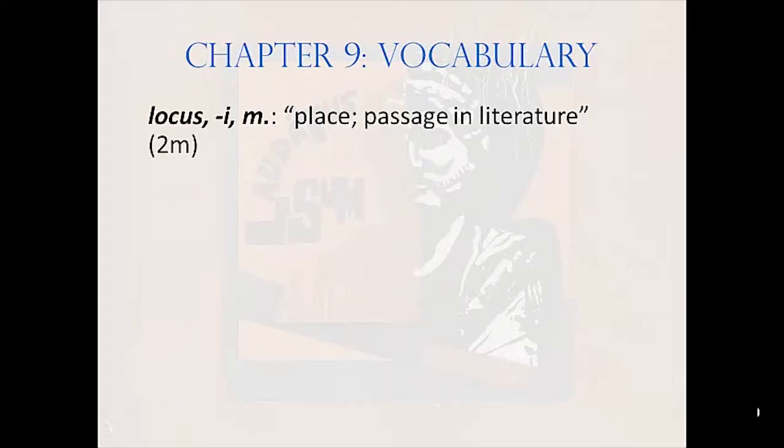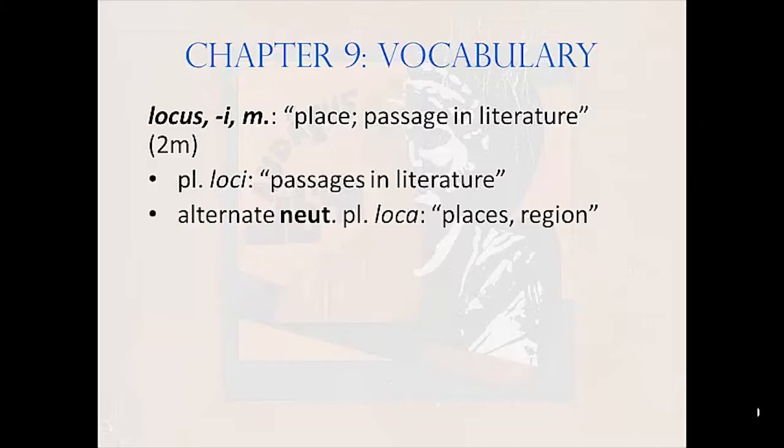The first word is locus, loci, masculine, meaning place or passage in literature. It's a second declension masculine noun in the singular. In the plural, it swings two ways. It can be masculine, loci, as you would expect from the singular, in which case it means passages in literature, like a quote from Virgil or a song in the Bible. But it can also be neuter, loca, in which case it means places, or region, singular. A region is, after all, a collection of places.